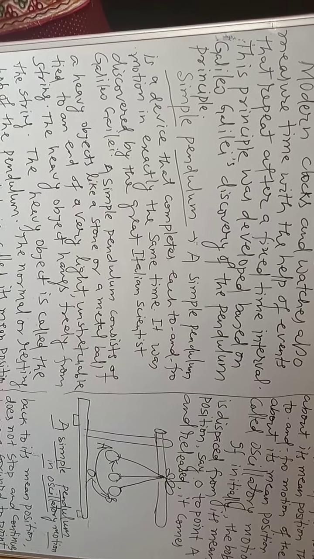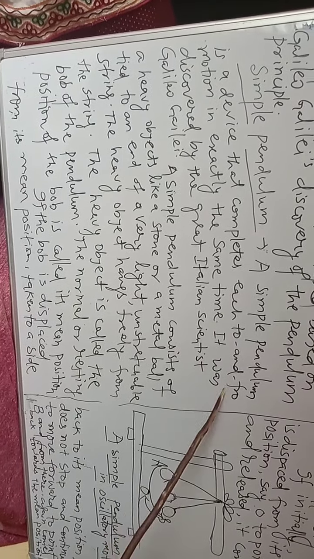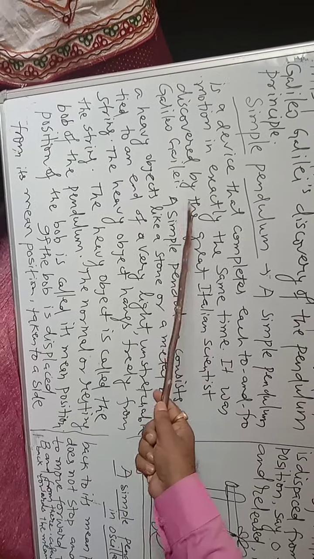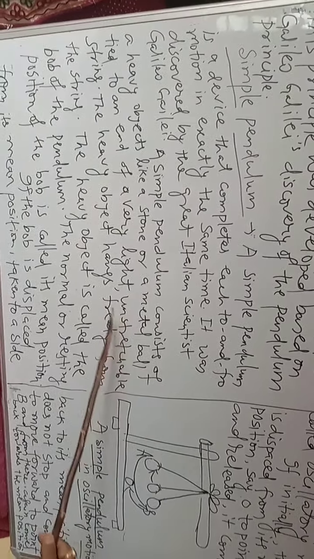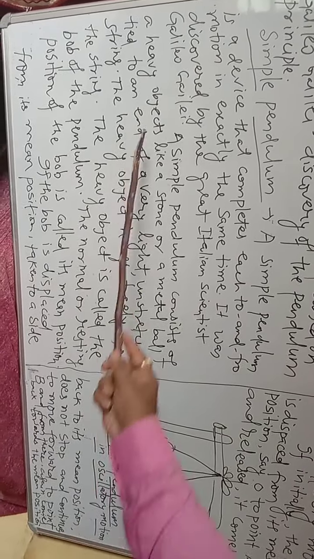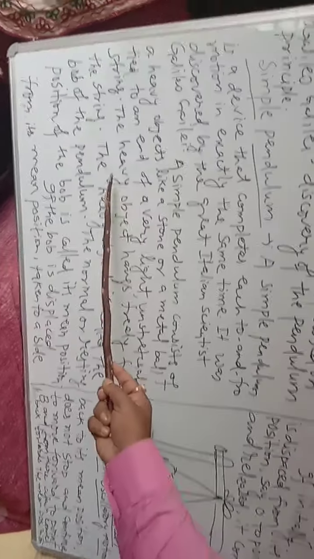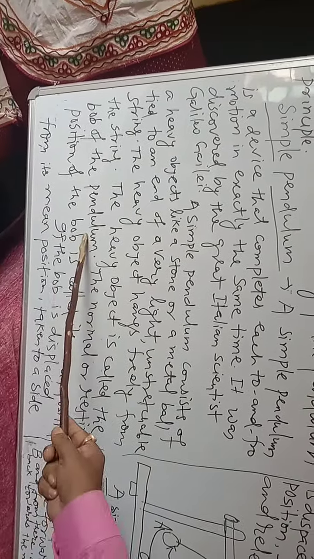What is a simple pendulum? A simple pendulum is a device that completes its to and fro motion in exactly the same time. It was discovered by the great Italian scientist Galileo Galilei. A simple pendulum consists of a heavy object like a stone or a metal ball tied to an end of a very light, unstretchable string. The heavy object hangs freely from the string. The heavy object is called the bob of the pendulum.